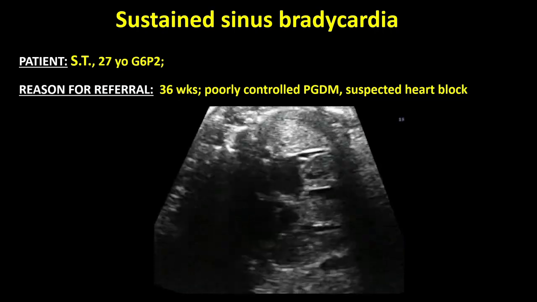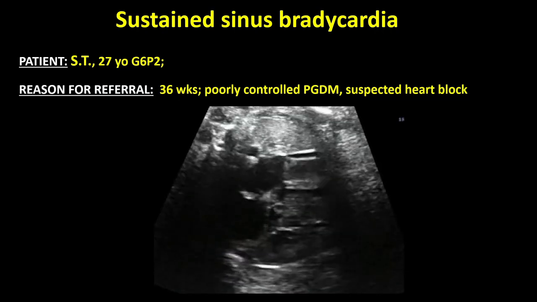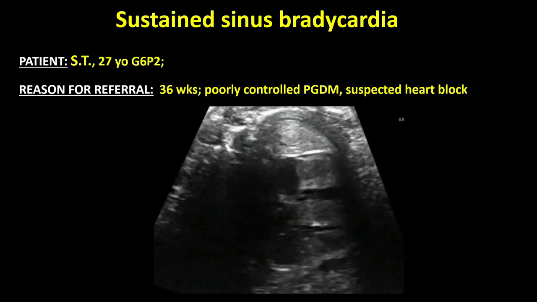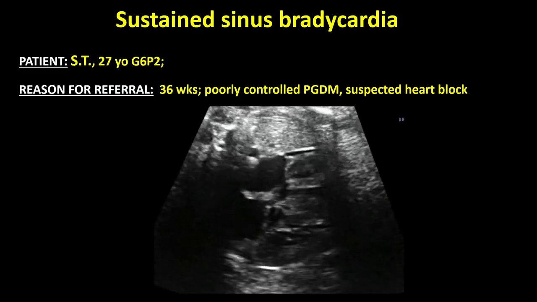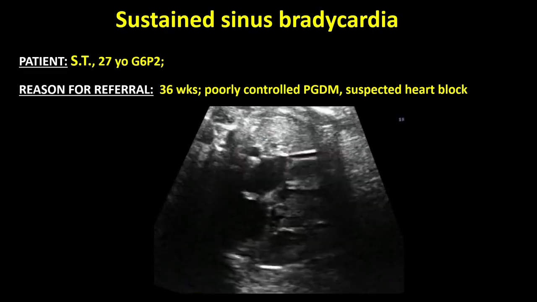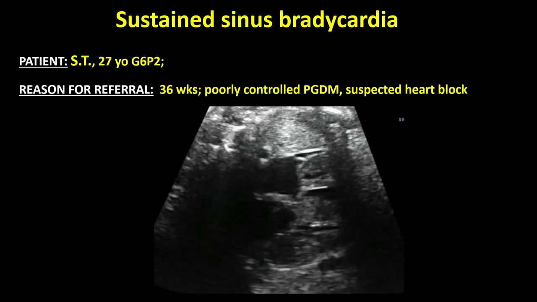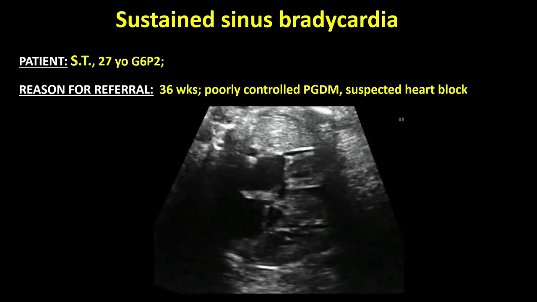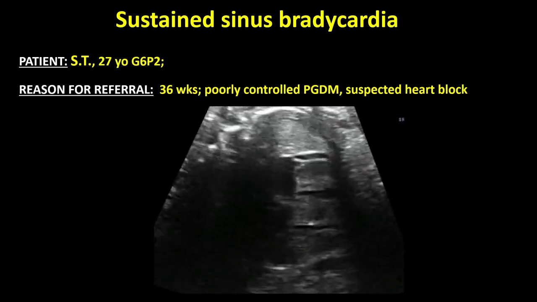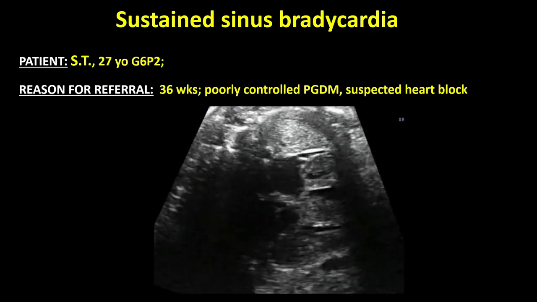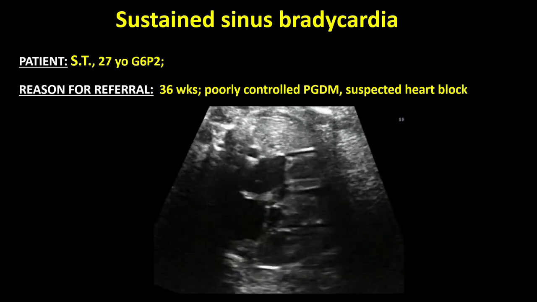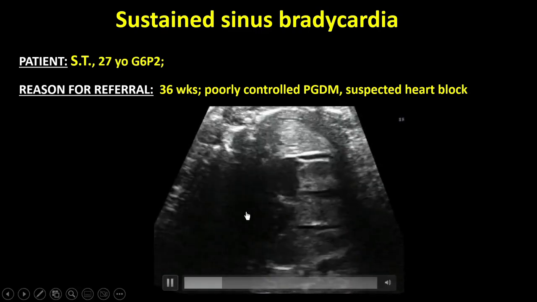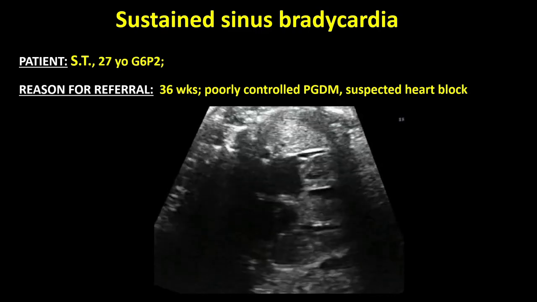And again, it has nothing to do with the rhythm issue. This baby is just simply dying. During the ultrasound exam, unfortunately we had the cardiac arrest and she was delivered in 5 minutes. Baby was resuscitated and made it for the first few days, and then unfortunately passed away. So you can observe the sinus bradycardia, but here you should act right away in delivery and not try to figure out what type of arrhythmia it is, right?